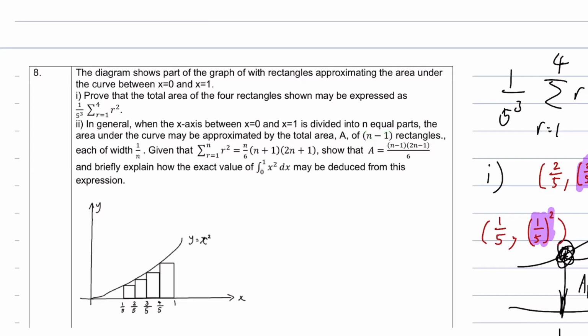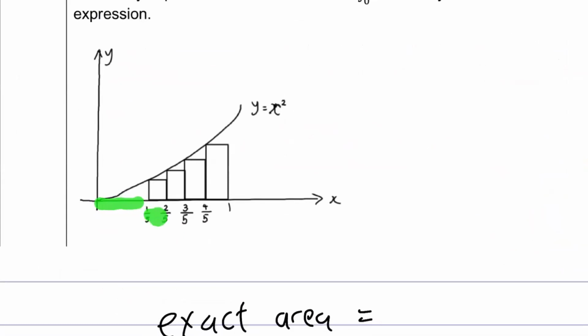Let's see. I think what they mean is something like this. You see, 1, 2, 3, 4, 5 parts, right? And then how many rectangles? Only 4 rectangles. It's always one less. It's a bit like your ruler.